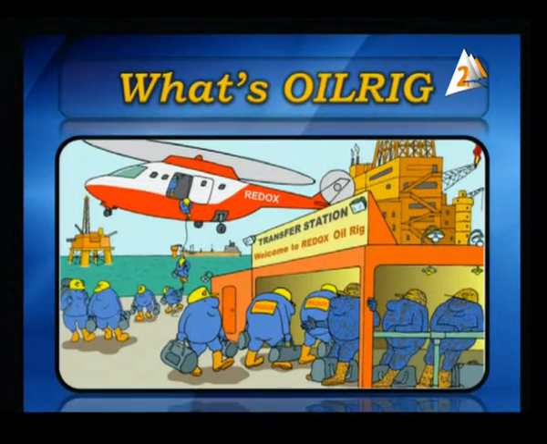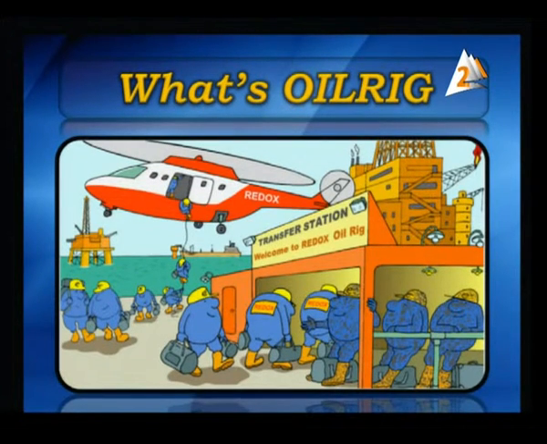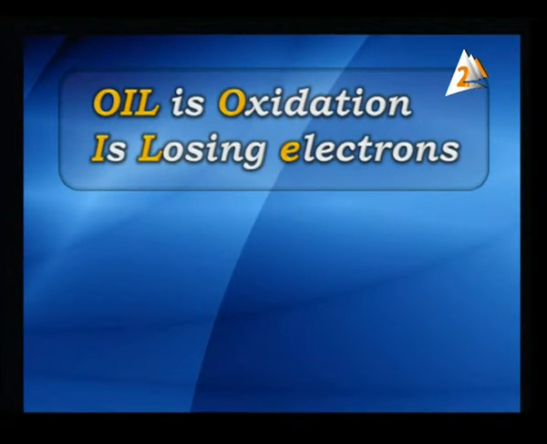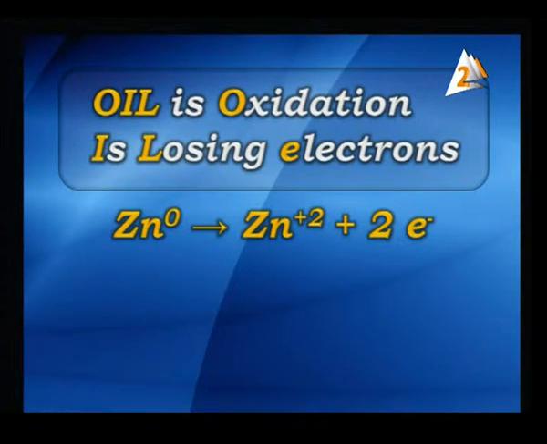So here we have oxidation and reduction, or redox reaction. They both occur at the same time. Now look at this. OIL is oxidation, losing electrons. Zn 0 loses 2 electrons and directly becomes Zn positive 2, because we say it loses 2 electrons.